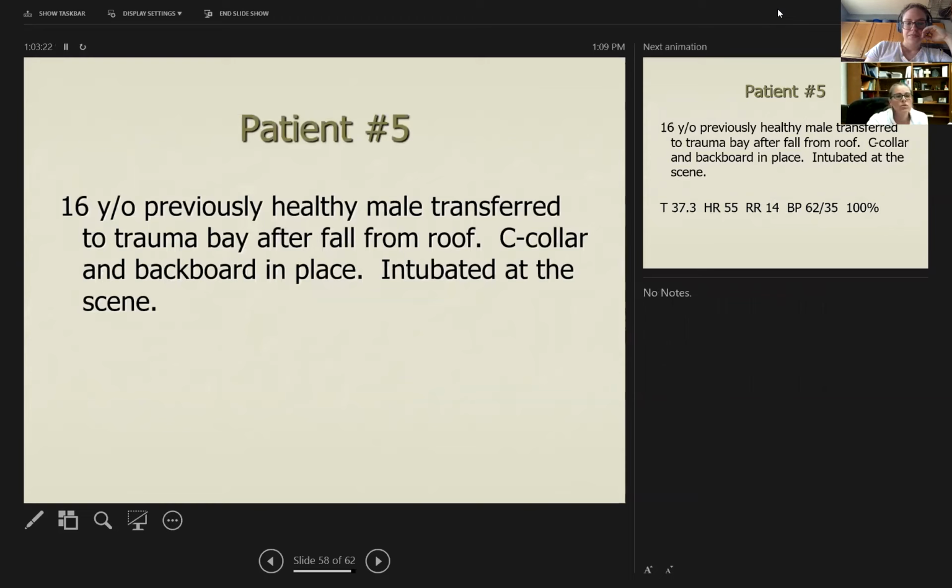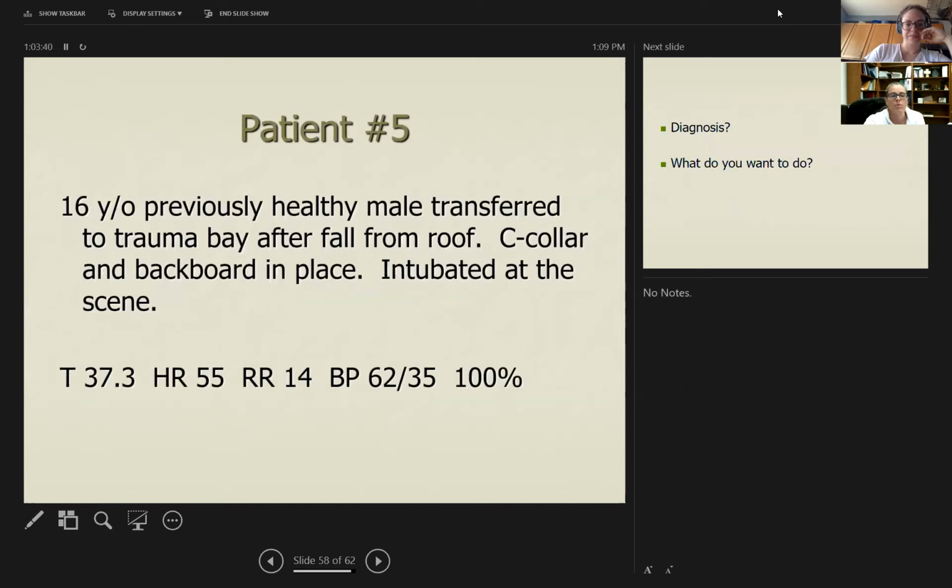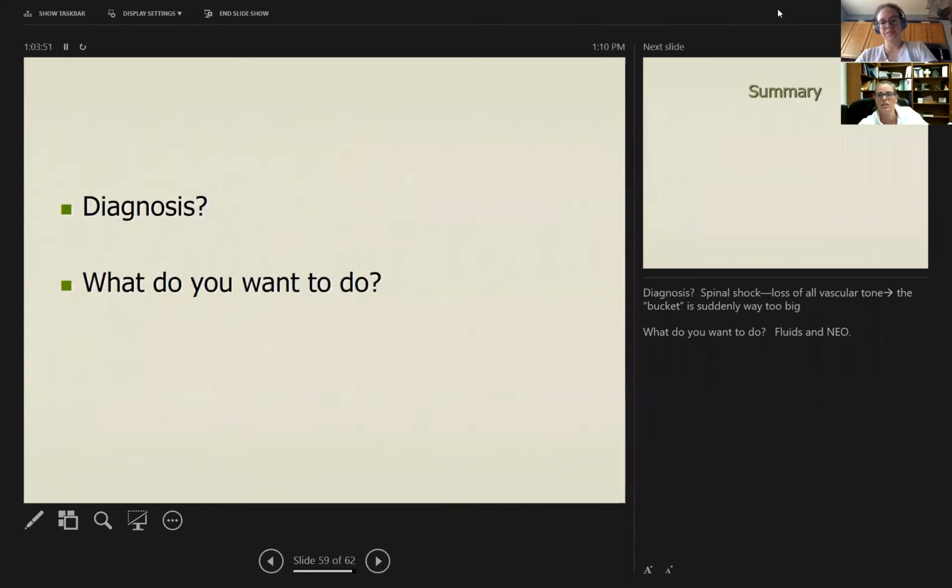Okay. So now we've got a 16-year-old previously healthy male who's transferred to the trauma bay after falling from the roof. Immediately before his fall, he was heard to yell, "Hey guys, watch this." And then he hit the ground. C-collar and backboard in place, and he's intubated at the scene. He's afebrile, his heart rate is 55, his resps are 14 on the ventilator, and his blood pressure is 62 on 35. He's satting 100%. What does he have? Neurogenic shock. Yes, neurogenic shock.